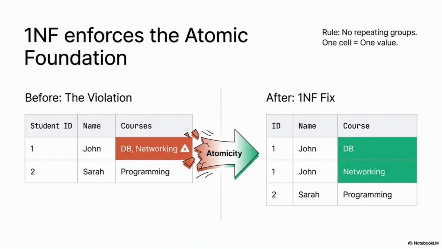The headline concept here from the sources is atomic values. Atomic. Indivisible. The golden rule of 1NF is one cell, one value. The source material had a really great example of a bad table here. We have a student, let's call him Mike. And under the column courses, it just says math, physics, chemistry, all in one single box, separated by commas.